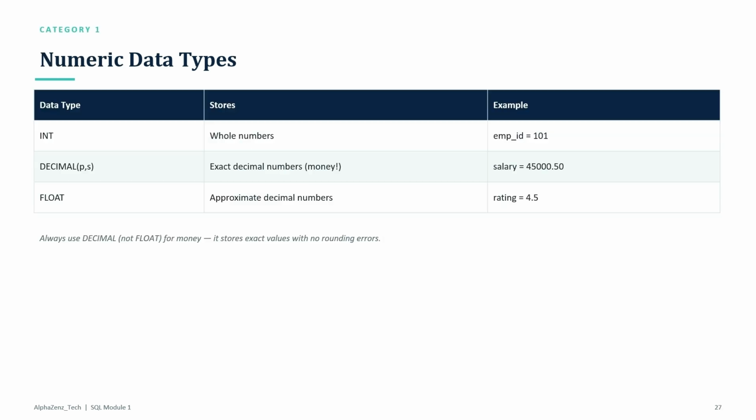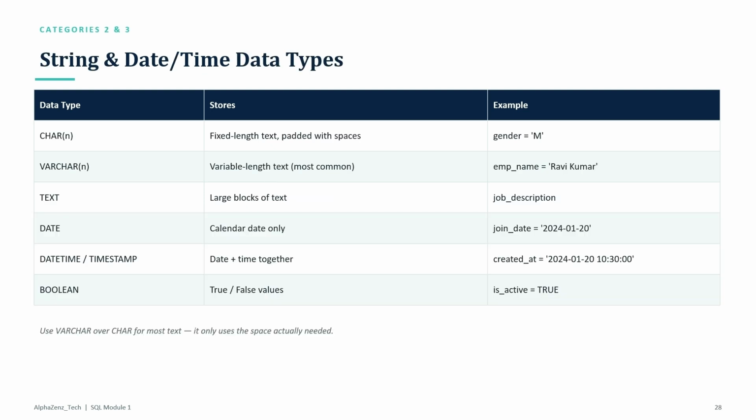Slide 33. Numeric data types. INT stores whole numbers, like emp_id equals 101. Decimal with precision and scale stores exact decimal numbers, and this is critical for money, like salary equals 45,000.50. Float stores approximate decimal numbers, like a rating of 4.5. Important tip, say this clearly. Always use decimal, never float, for money. Float can introduce tiny rounding errors, which is a disaster in financial systems.